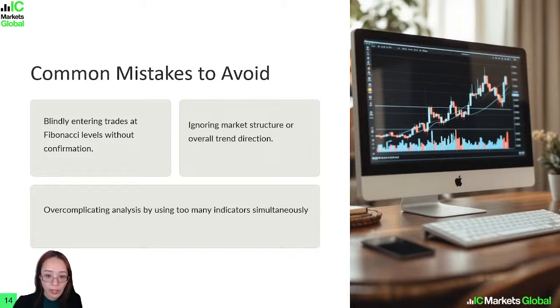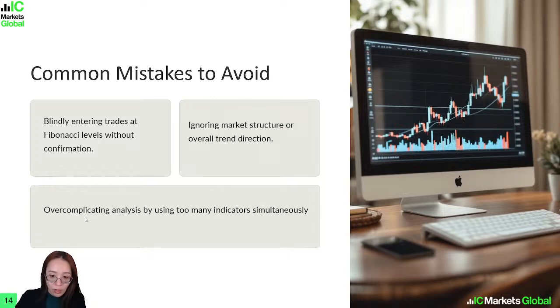A common mistake to avoid: ignoring market structure or trend direction, and blindly entering a trade at the Fibonacci level. Go to the lower time frame to wait for confirmation. Confirmation could be price action, chart pattern, divergence, or long wick rejection.